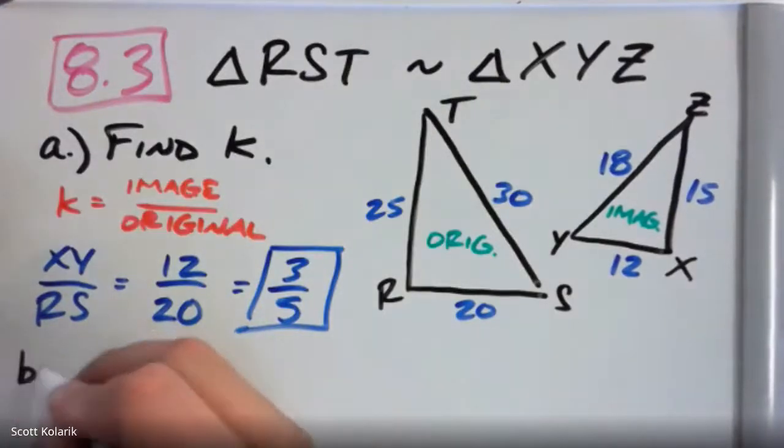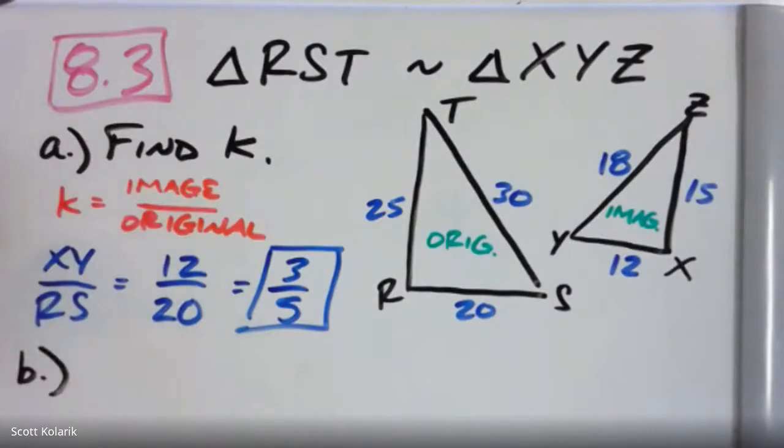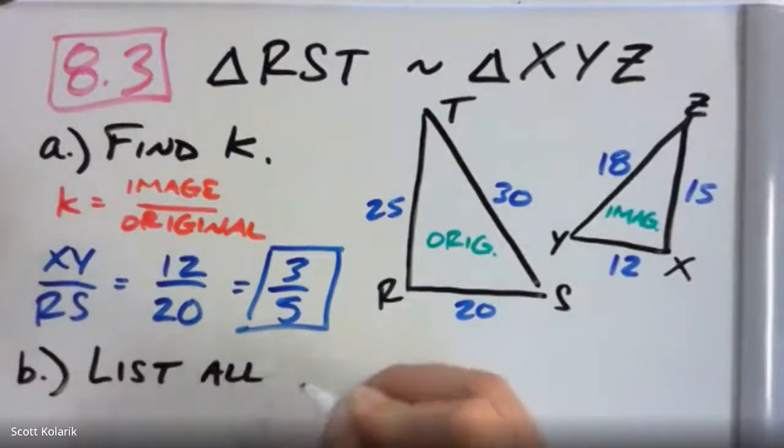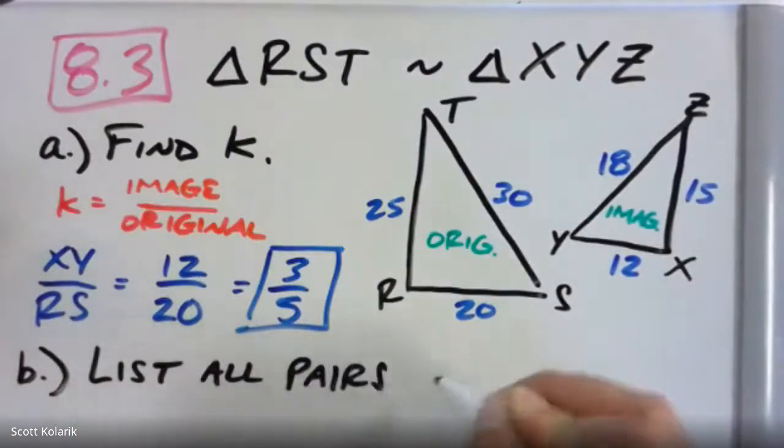Part B and C are going to refer to basically identifying which pieces correspond to which. Part B is going to tell you to do the following. It's going to say, list all pairs of congruent angles.